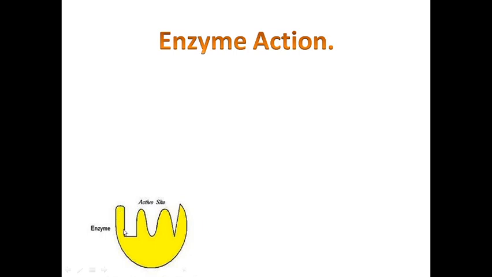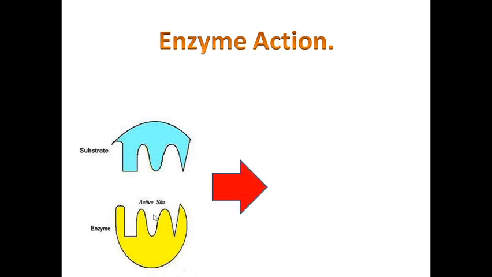Let me tell you, every enzyme has certain sites at which the substrate binds. Earlier these were called binding sites, and now these are called active sites. So every enzyme has particular sites for a substrate to bind. Here is the substrate, and the substrate has a conformation that can fit into the active site of this enzyme.